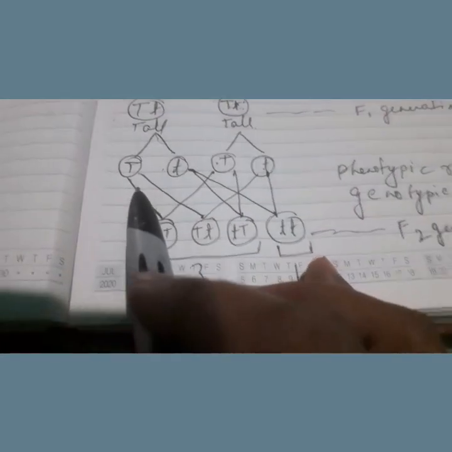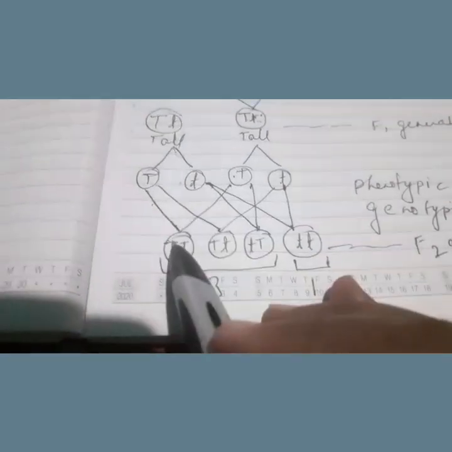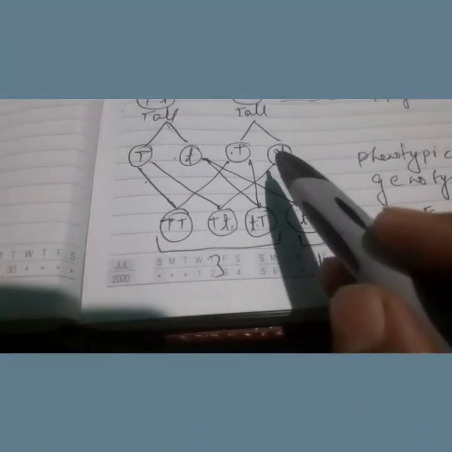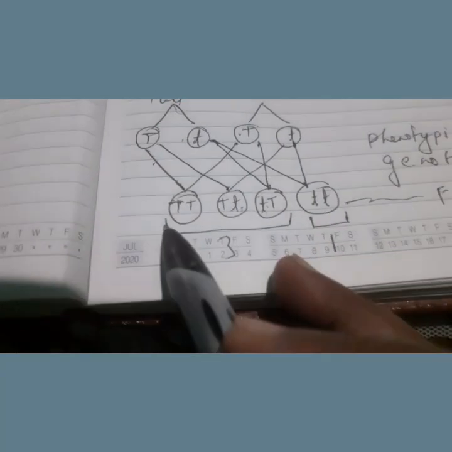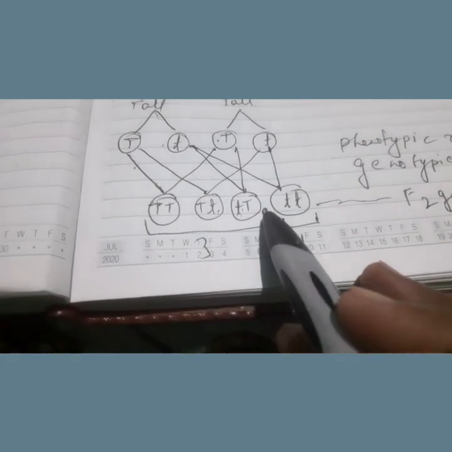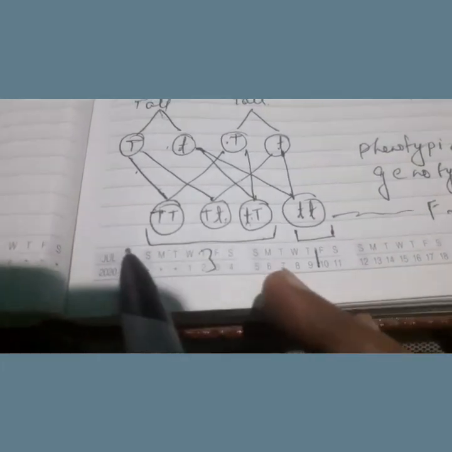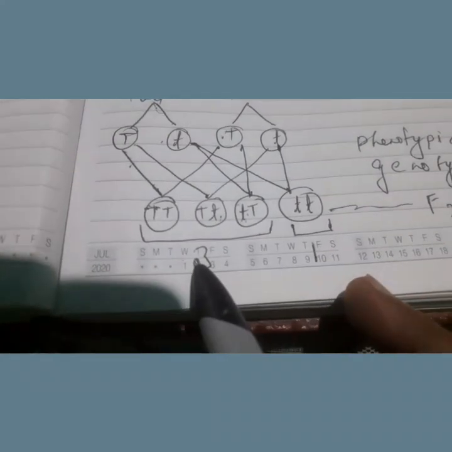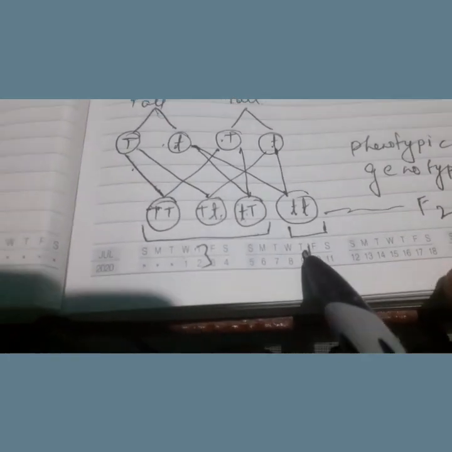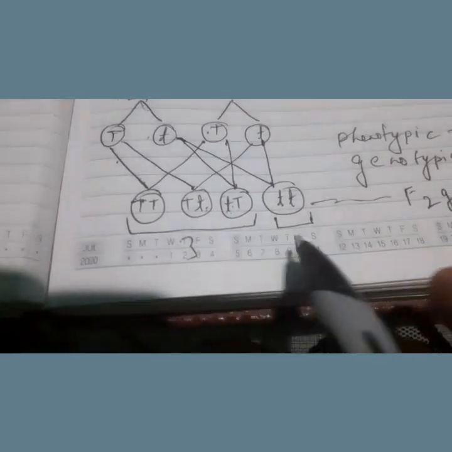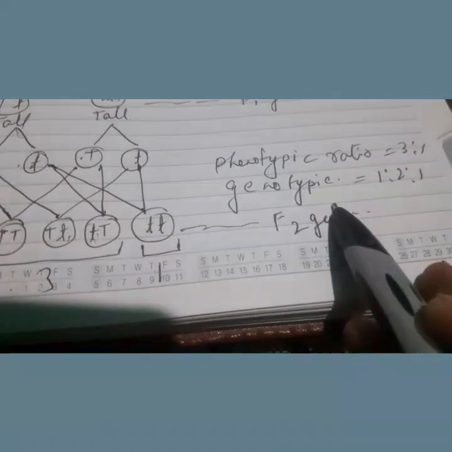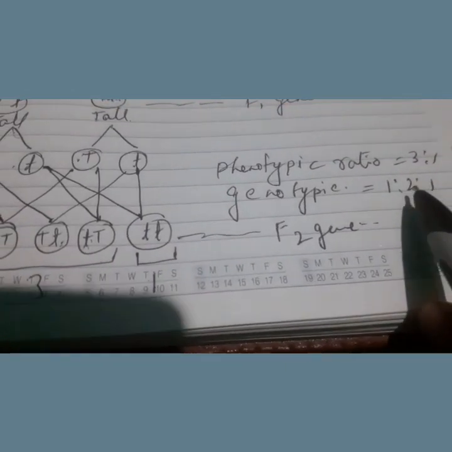What we get is, when capital T fertilizes capital T, we get TT, and when small t fertilizes capital T, we get Tt, and capital T with small t gives tT, and small t with small t gives tt. So the progeny means the offspring, the child. The progenies of the F2 generation are three tall and one short. That means this is phenotypic, and the phenotypic ratio will be 3:1. But the genotypic ratio is 1:2:1 in the F2 generation.